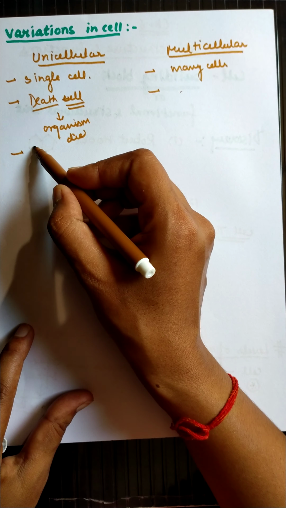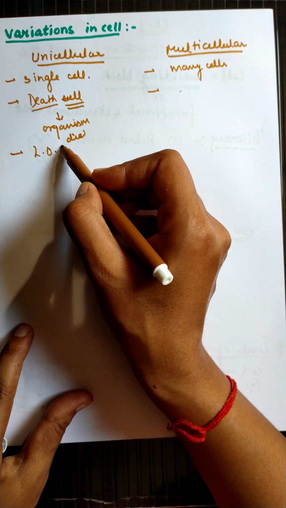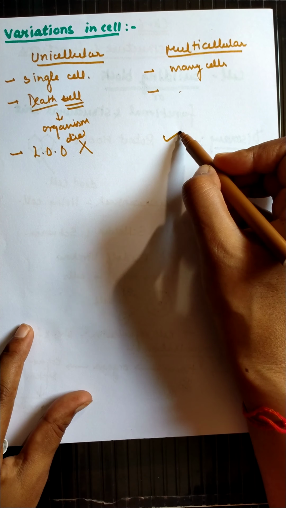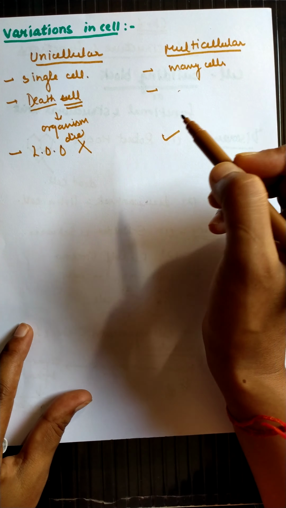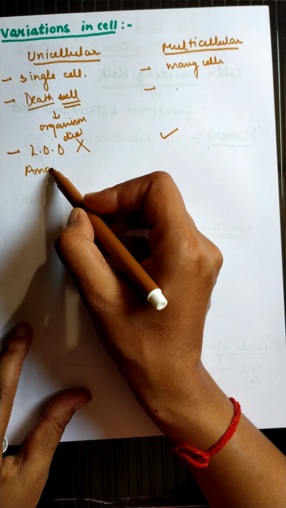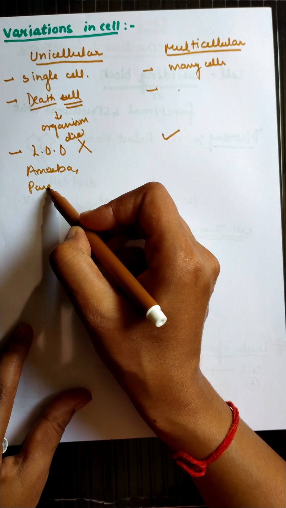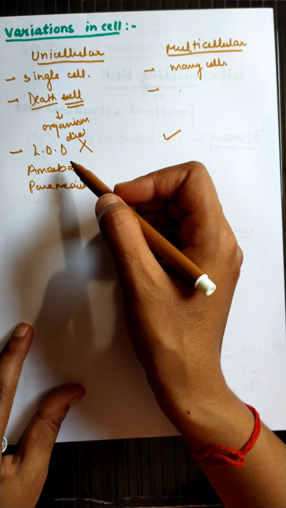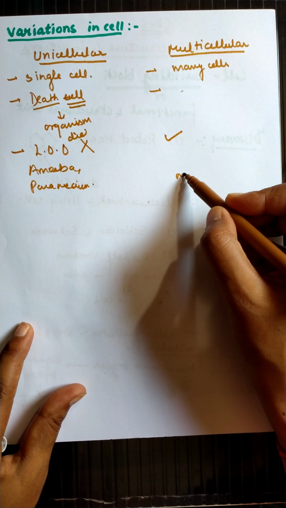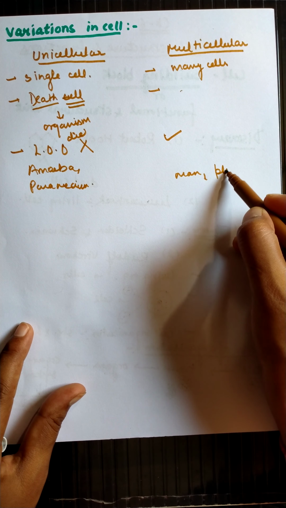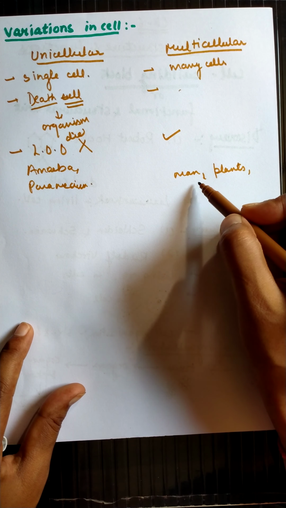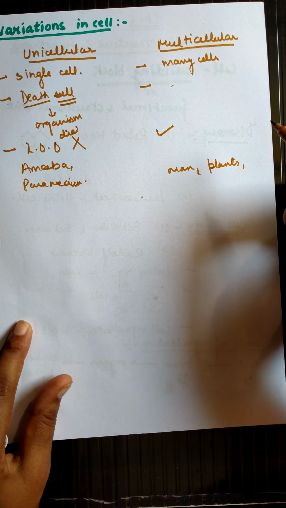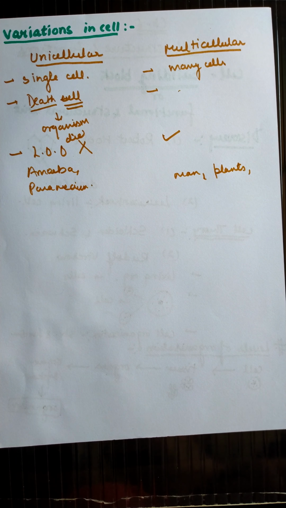Unicellular organisms do not show levels of organization, but multicellular organisms show the levels of organization. We can take examples like the amoeba, the paramecium, and bacteria. They all are unicellular. But in case of multicellular organisms, we can take man, the human being, the plants, the birds, like the crow. All the animals, mainly, are multicellular organisms.